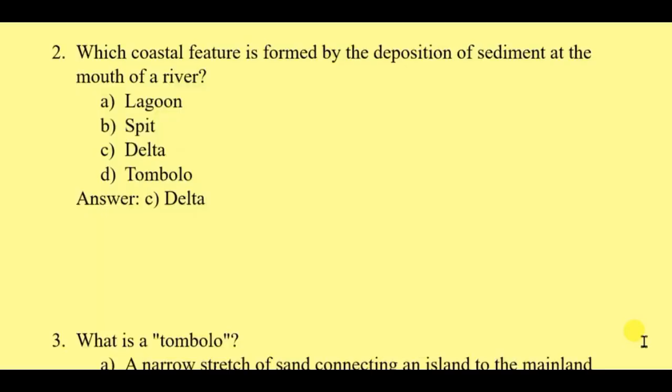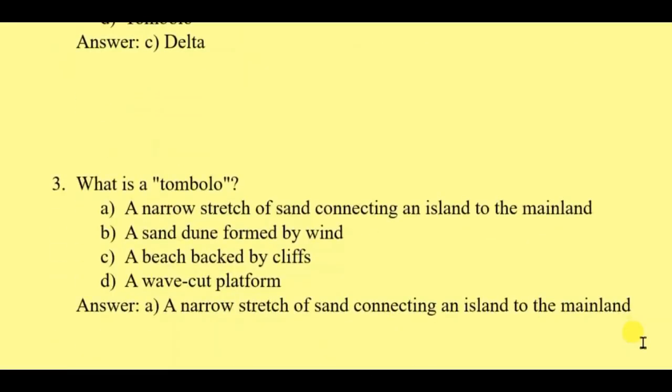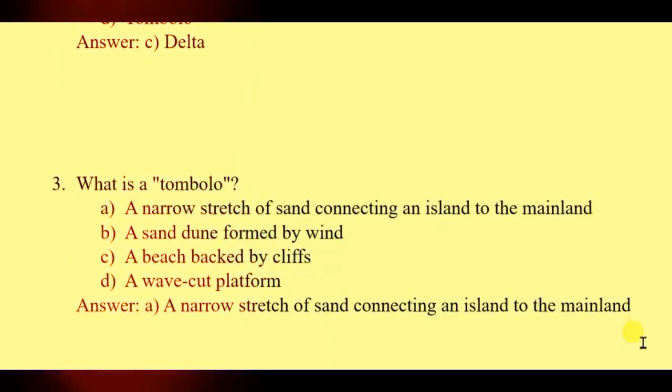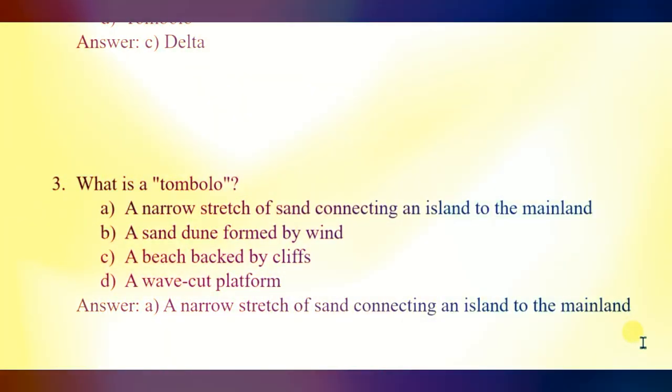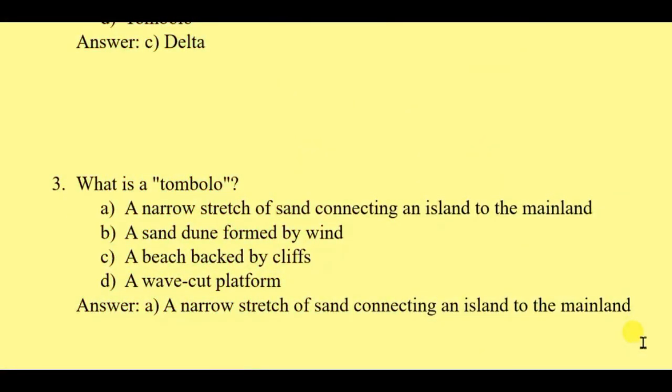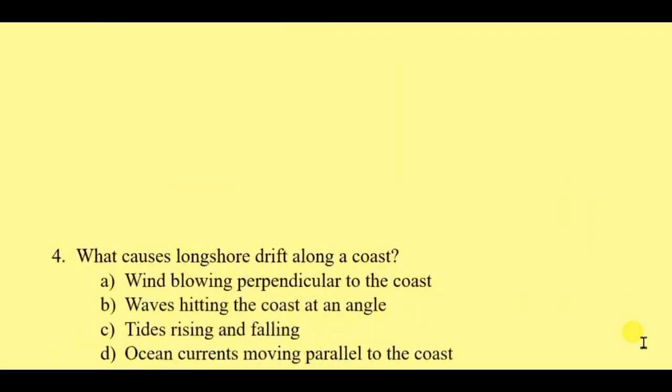Lagoon, spit, delta, tombolo. Here the right answer will be delta. Question 3. What is a tombolo? A narrow stretch of sand connecting an island to the mainland, a sand dune formed by wind, a beach backed by cliffs, a wave-cut platform. And the right answer will be a narrow stretch of sand connecting an island to the mainland.